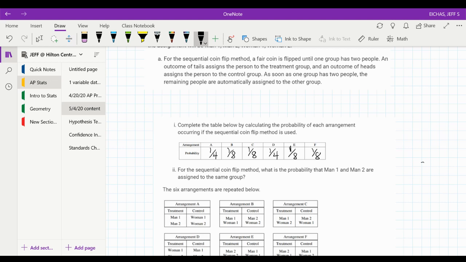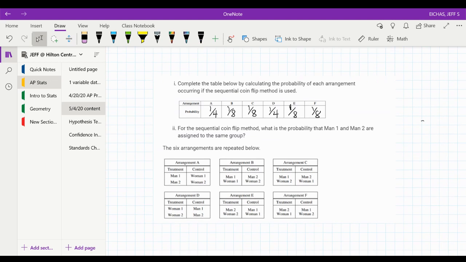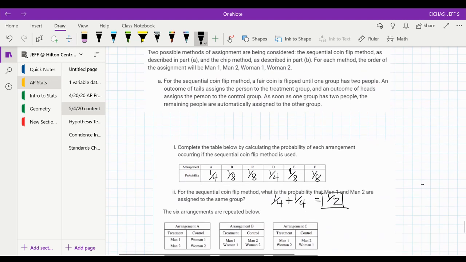Go ahead and investigate that more on your own if you need to. Now, if we do it right, that will add up to 1. It does, 100% or 1. So that's it. What's the probability that man 1 and man 2 are assigned to the same group? That's 50%. So I'm going to say 1/4 plus 1/4 is 1/2. So there's that.